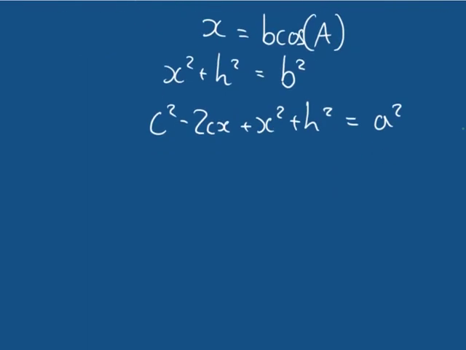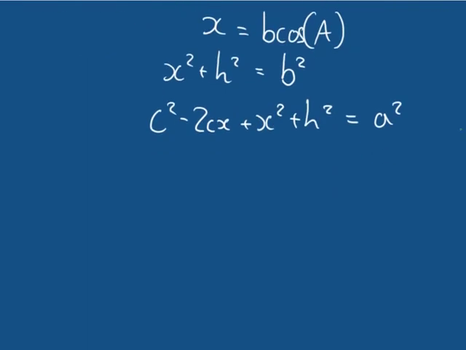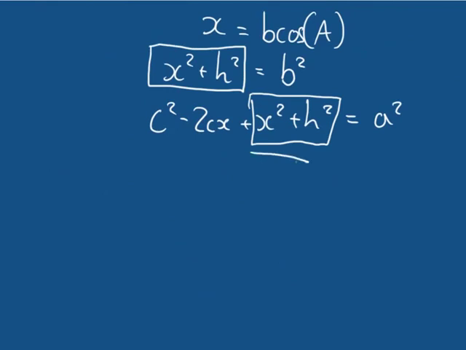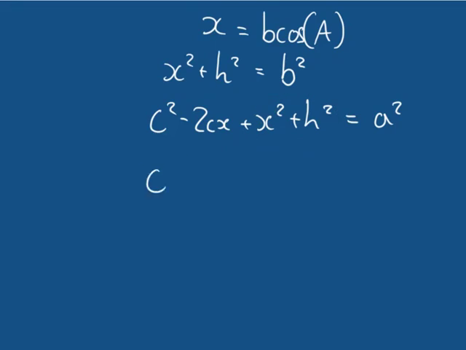Now, if we just focus on these three equations for a second, what you're going to notice is that here we have x squared plus h squared. Well, notice we also have x squared plus h squared up here, so we can replace this part of our equation with b squared, which we know. We don't actually know x, but we do know b, so we can replace part of this equation. So c squared minus 2cx plus b squared is equal to a squared.